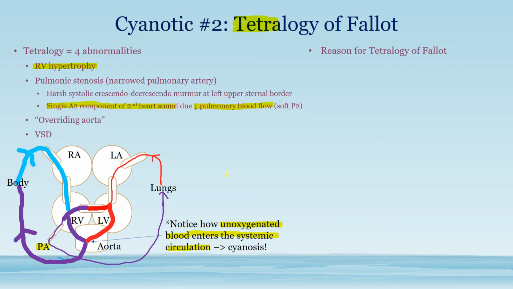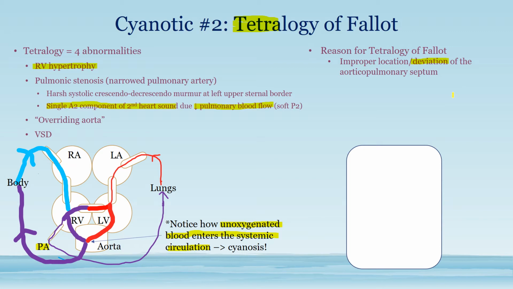Now let's talk about the reason for Tetralogy of Fallot. So this is all due to, just like the last one, transposition of the great arteries, an improper location and actually deviation of the aorticopulmonary septum. So let's talk about what that means. Say we have the truncus arteriosus over here. We're going to have this line. We're going to call this the normal placement of the aorticopulmonary septum.